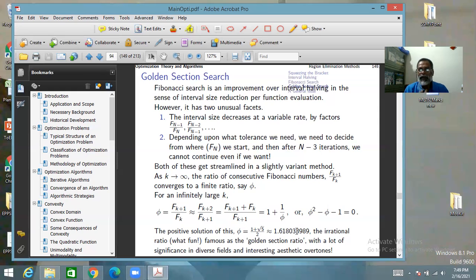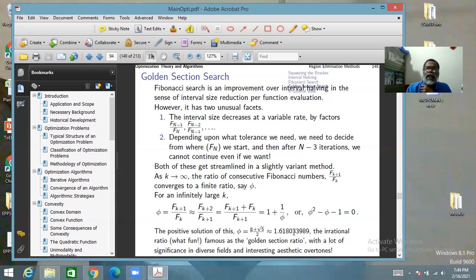A woman looks beautiful if her face has a shape of length by width, which is something like this. For that matter, this slide shape does not look bad to you. It looks reasonably fine, perhaps because the width to height ratio is close to this. Okay. So this kind of aesthetic overtones are imposed on this particular ratio called golden section ratio.